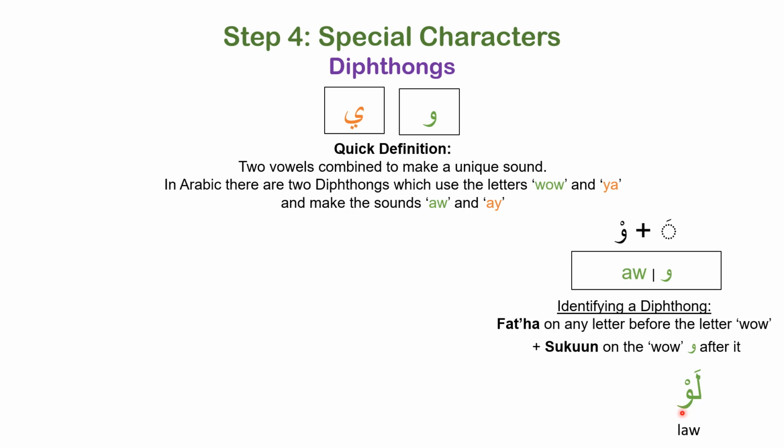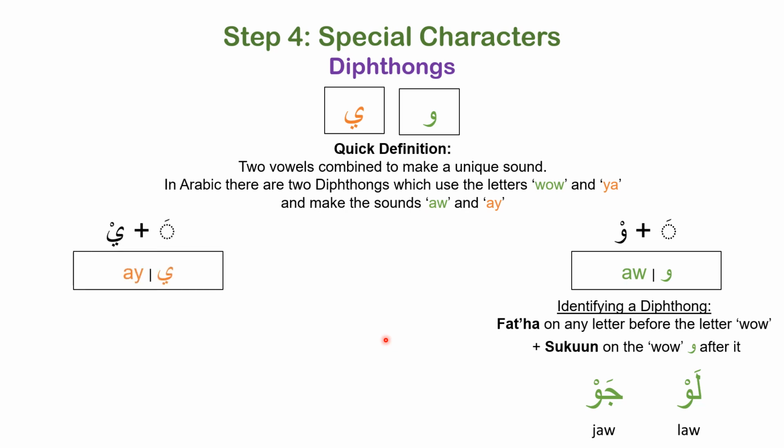Okay, that is how we identify diphthongs using the letter waw. Let's look at one more example. The word jaw. Here we have the letter jim with a fatha followed by waw and a sukoon. It's not ju, it's jaw.